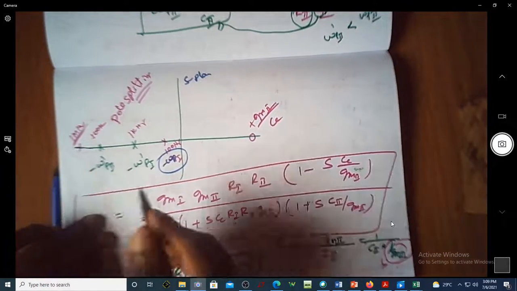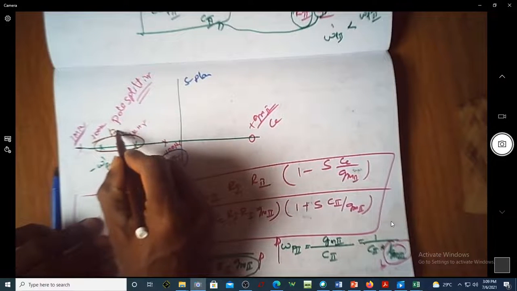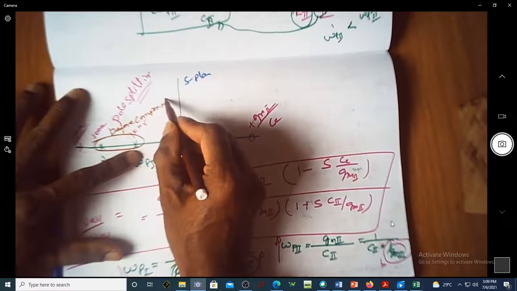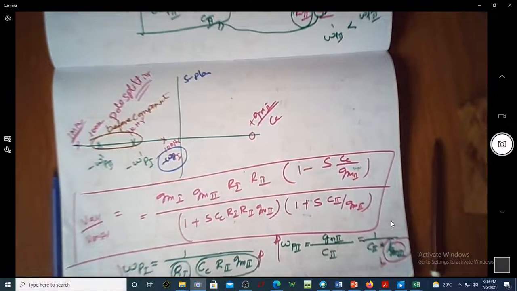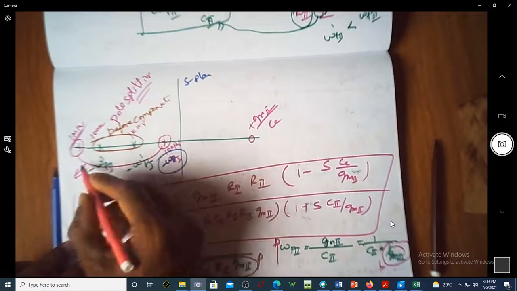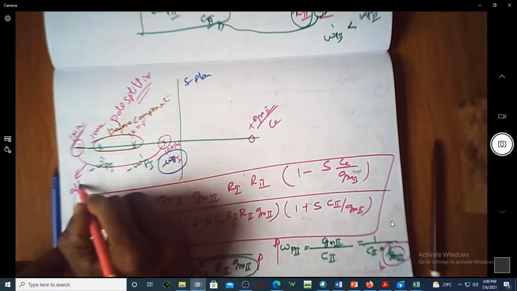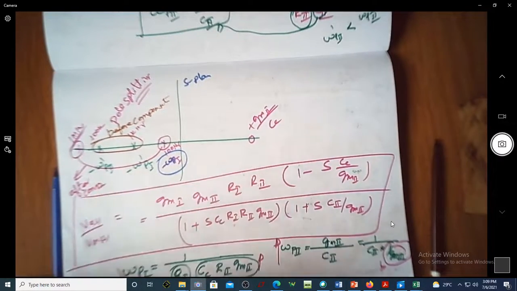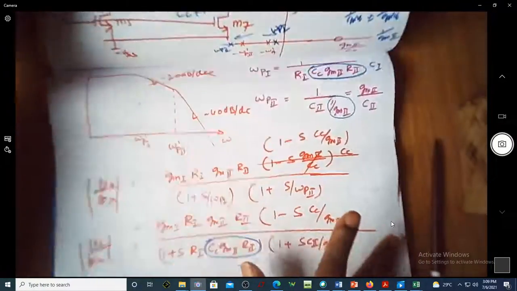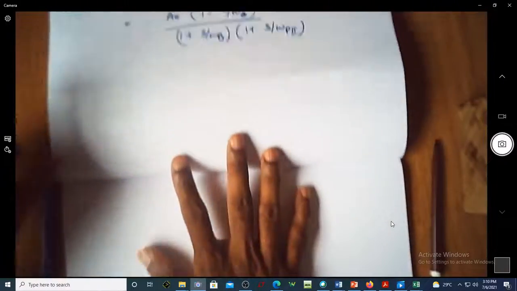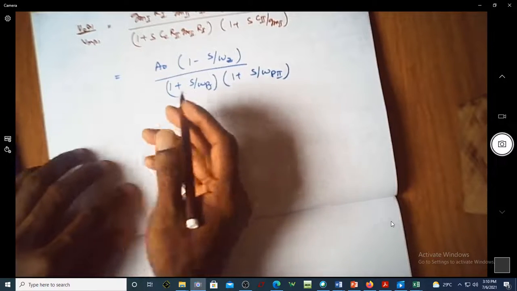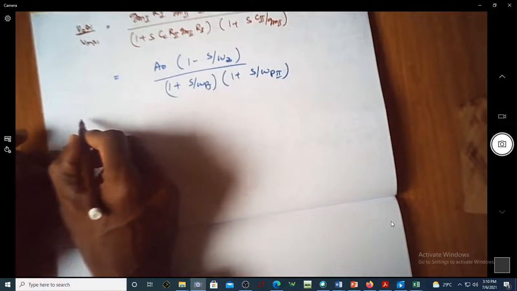I can write this as before compensation, and these two are after compensation. These two, they're not actually zeros, they're actually poles. These two are after compensation and of course this is a 0 coming upon doing the compensation. So we know these are all the poles and zeros.